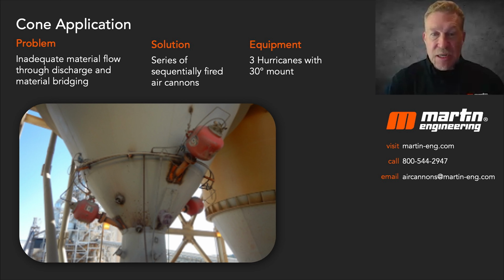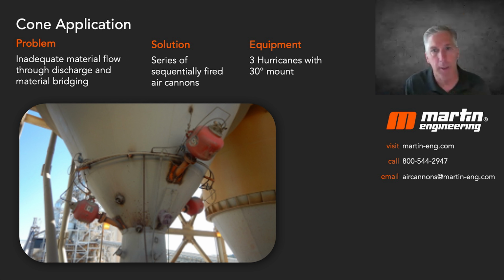This is a cone application, and I'm going to go ahead and let Masterson explain what's going on here and what we've done to provide material flow. Well, this shows a typical cone section, and it can be many different materials. I think it was an iron ore bin for a cement plant. But it shows how many things we've tried to finally get to where we had a solution.